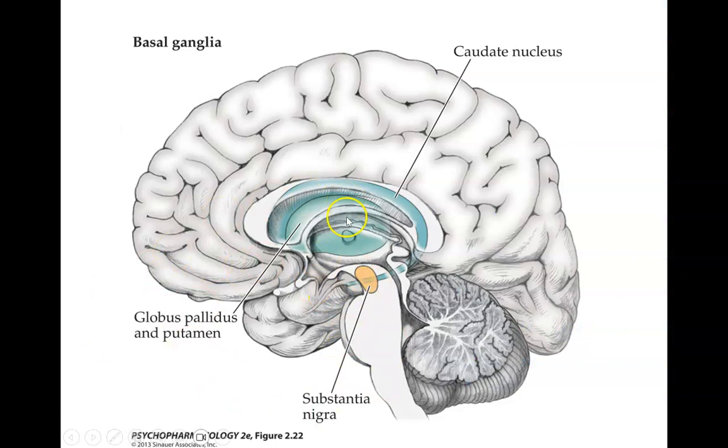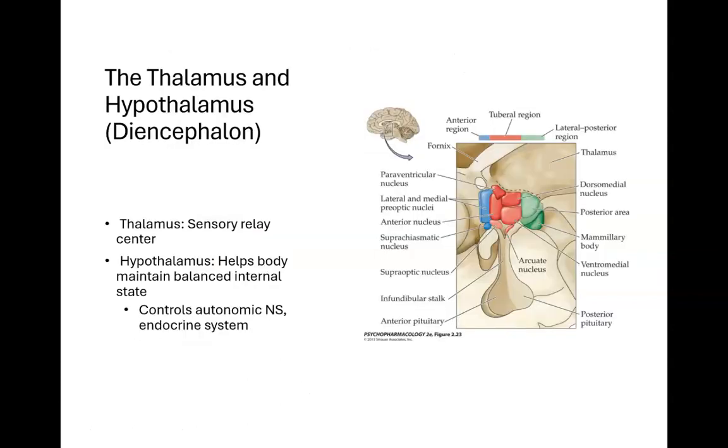So here, just to show you the basal ganglia, here's our substantia nigra. And then that's going to project to areas of the basal ganglia, including the caudate, the globus pallidus, and the putamen. So now let's talk about the diencephalon. We have the thalamus and the hypothalamus.